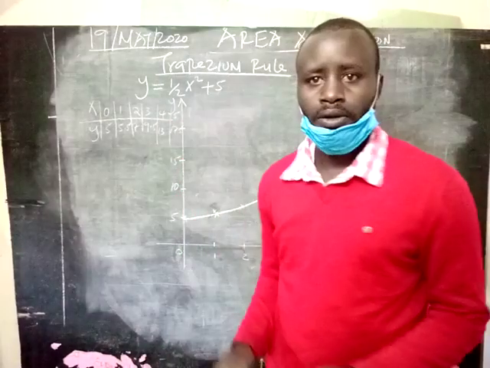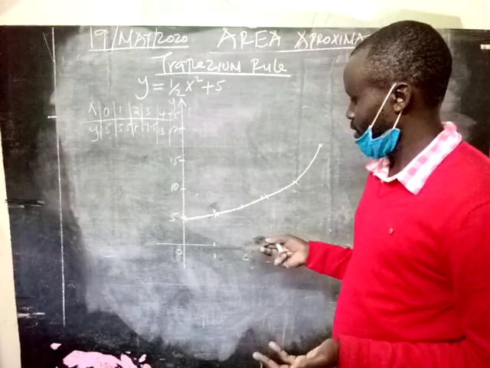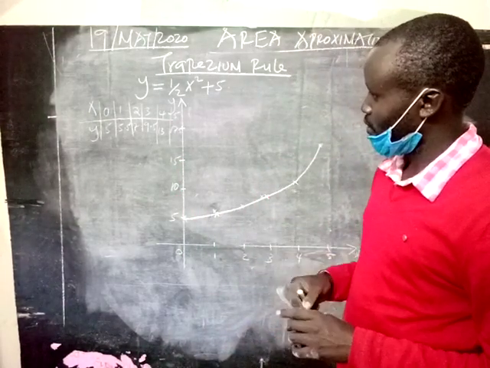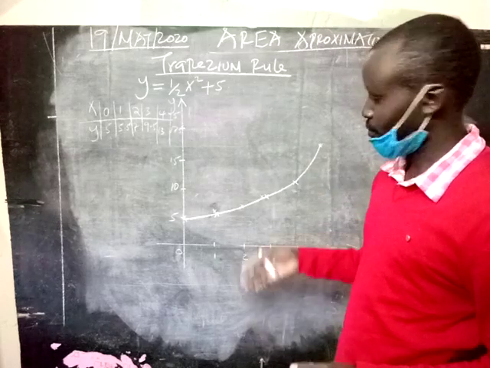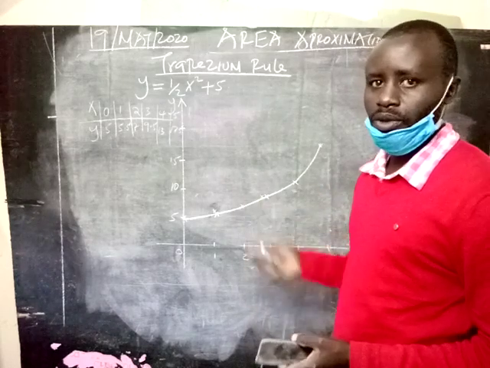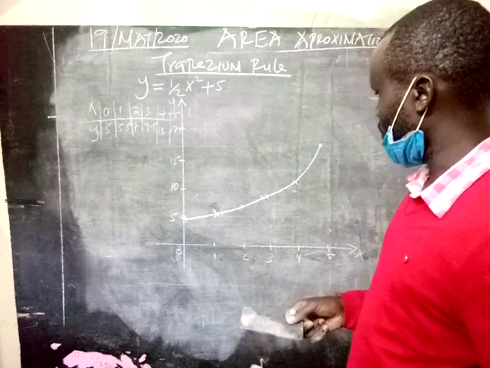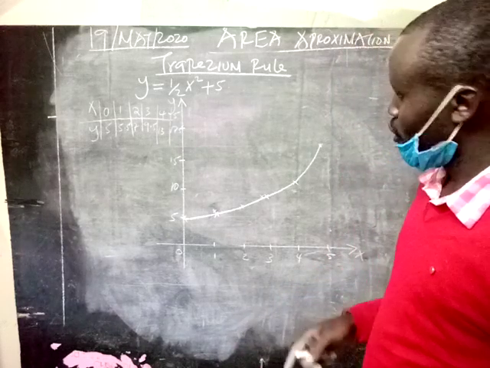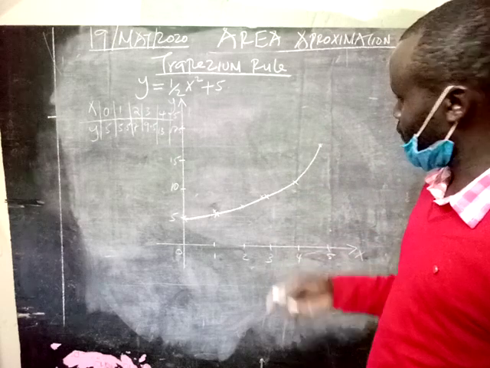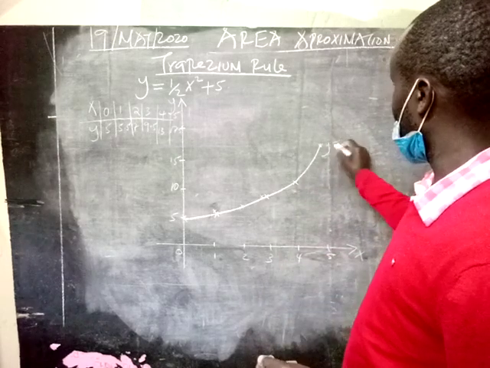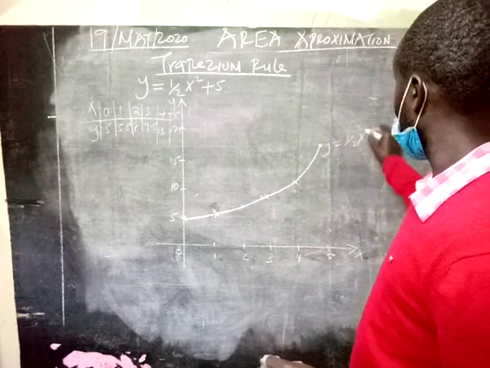So remember that this is my own graph. I wish we had a board with a grid. It would have been an accurate graph. So this is our graph. This is y equals half x squared plus 5.